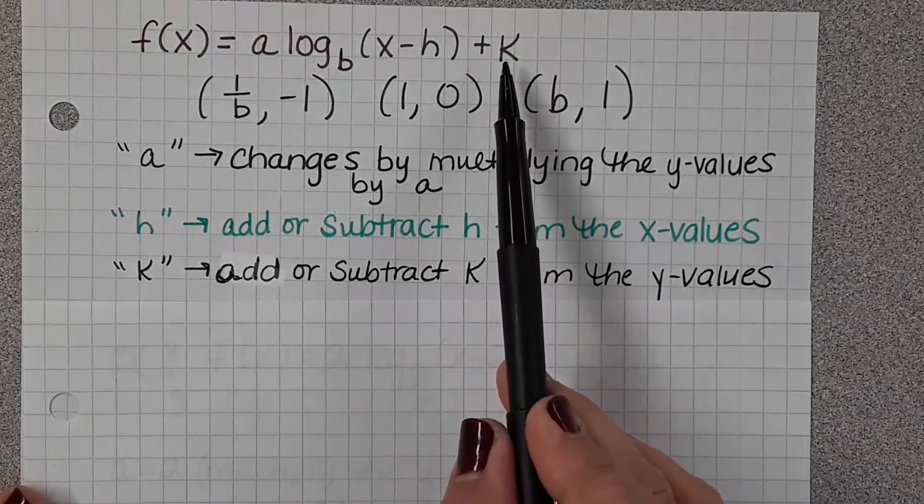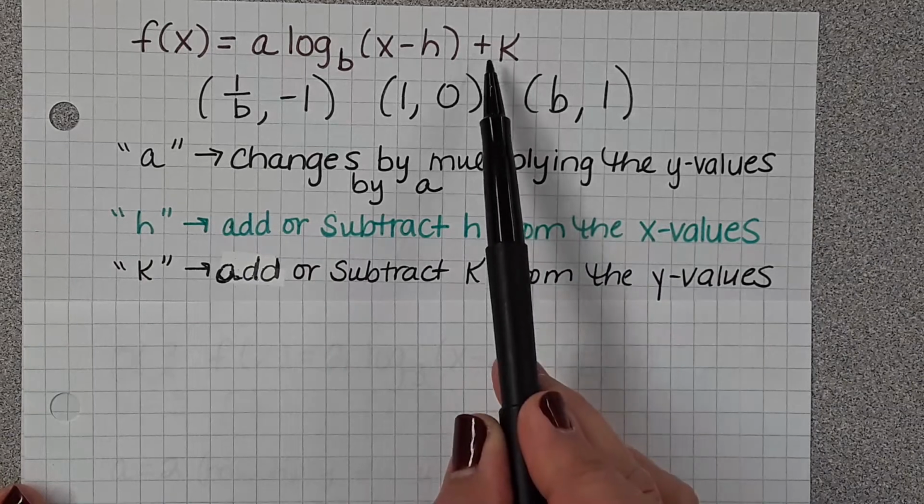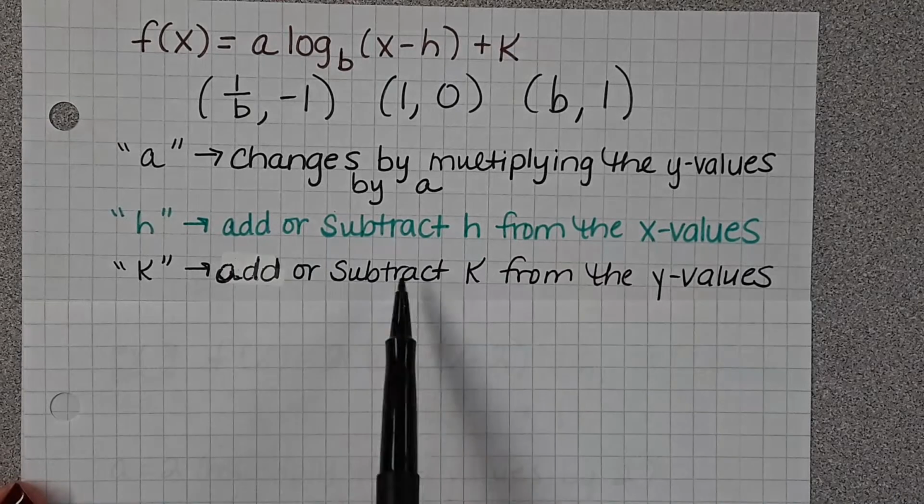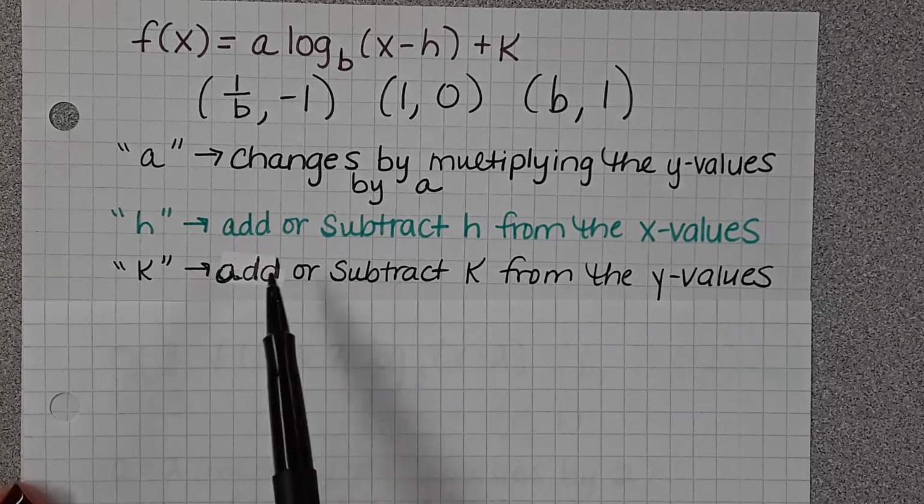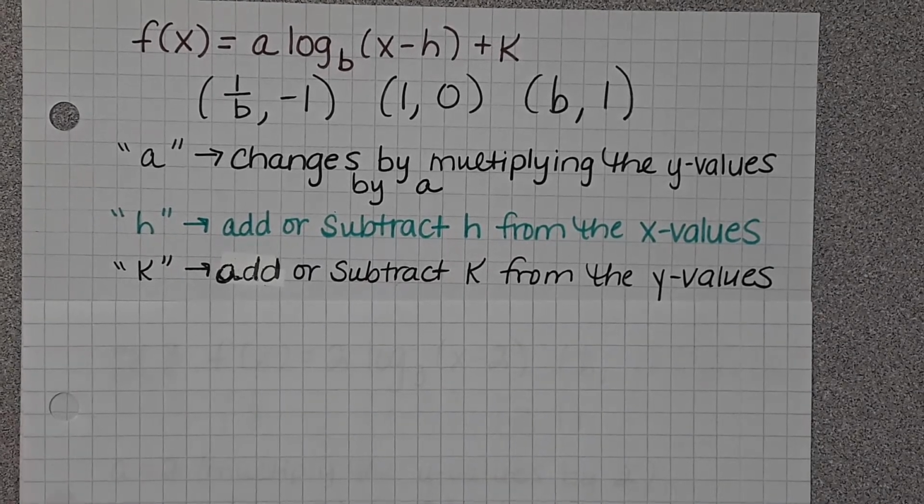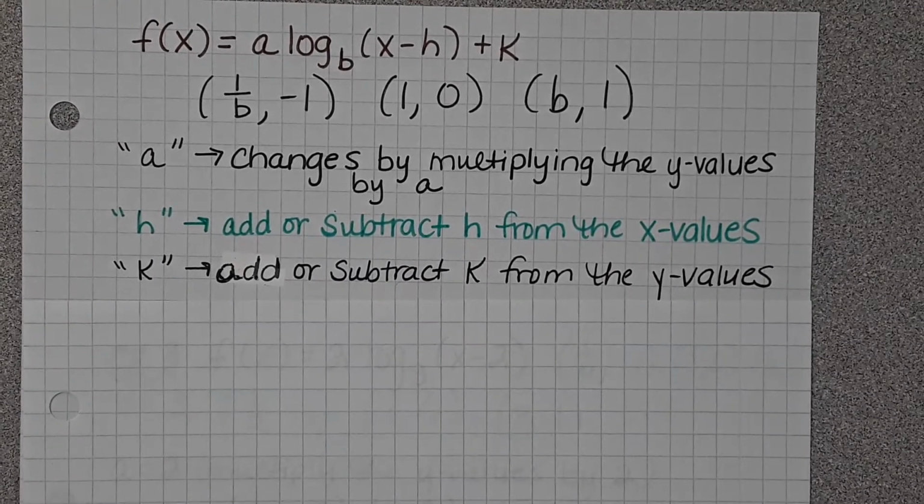The K, again, affects the Y values. And the K is exactly what it is. So if it's a positive number, we add. If it's a negative number, we subtract. Okay? So add or subtract K from the Y values. So we're going to do example 3. And when we get to example 4, if you can do example 4 when you leave today, the graphing cannot get any harder than example 4. If you feel good with example 4 today, then you have graphing down.